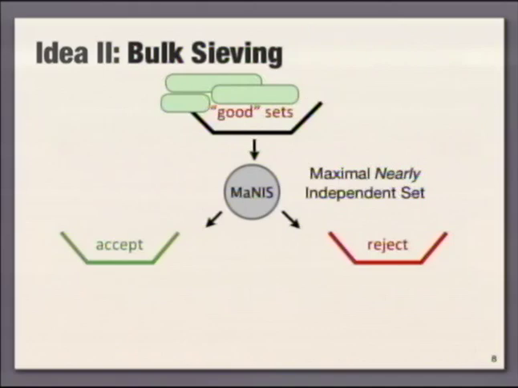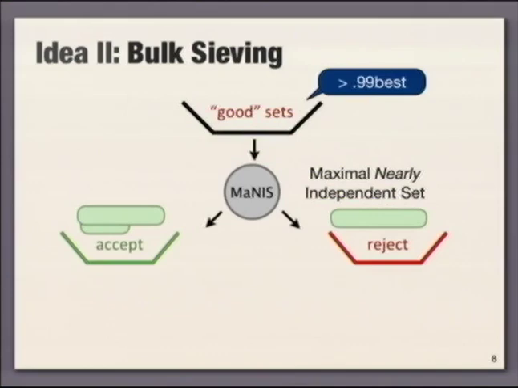So we're going to come up with a process which looks pretty much like maximal independent set, but it is not really independent. It is nearly independent. What it does is, you have a bucket of good sets. Remember, these are things that are like, say, 0.99 of the best. These are the sets, and you want to decide whether to accept these things, make them part of your set cover, or you want to reject them.